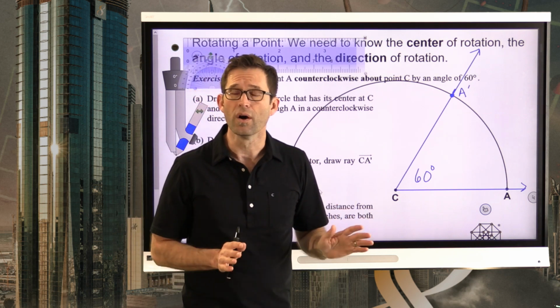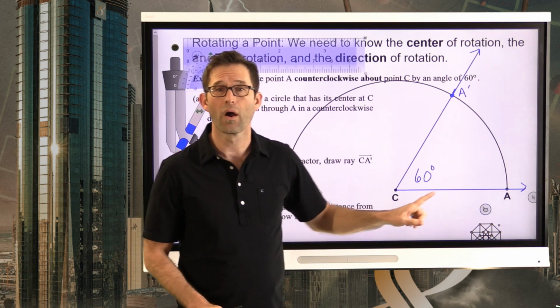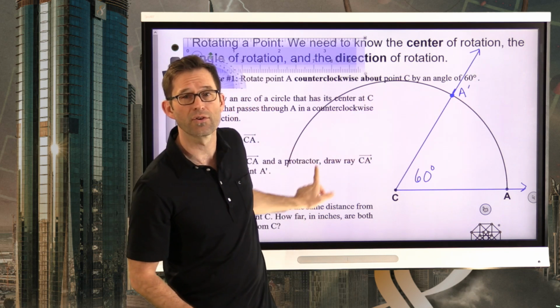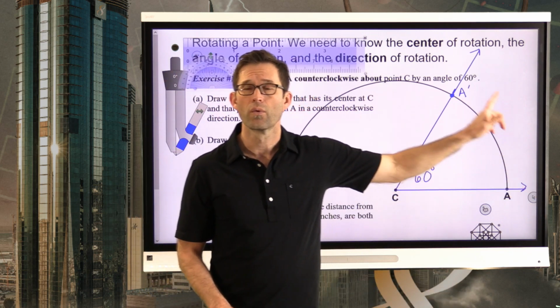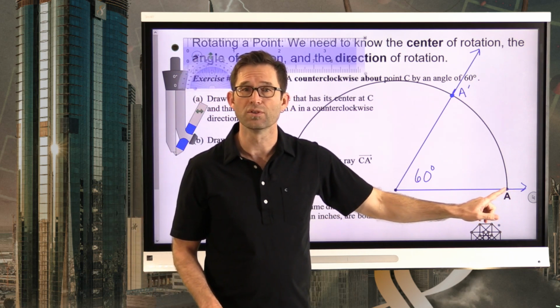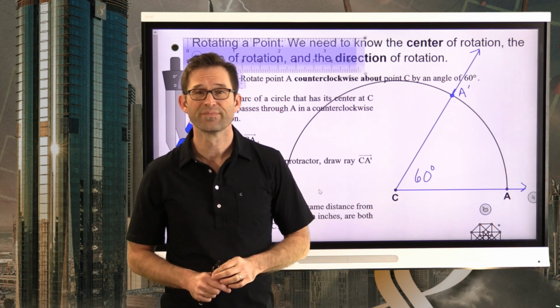Again, the key being, though, that when you rotate a point around another point, you're really just rotating it along a circle. You're making it travel along a circle, right, that has that as its center and that passes through the pre-image point. All right?